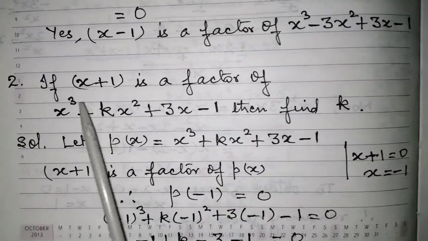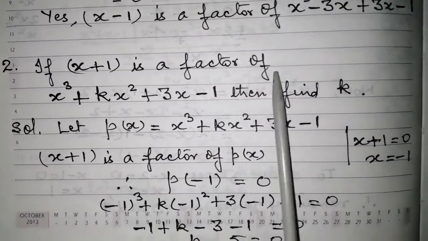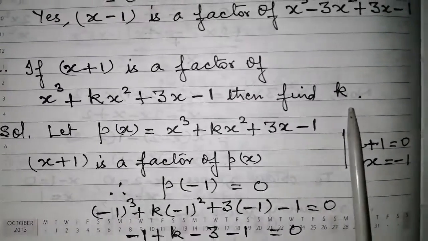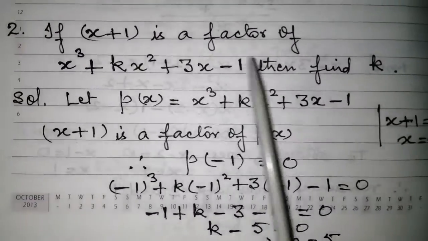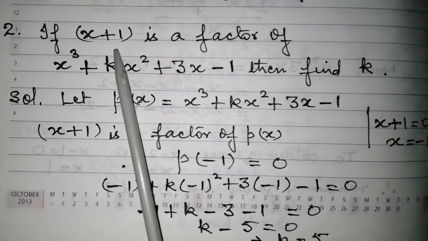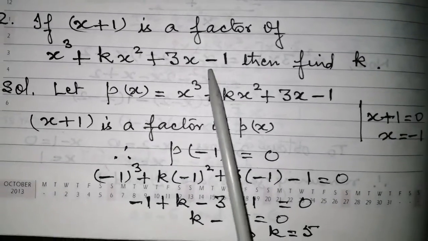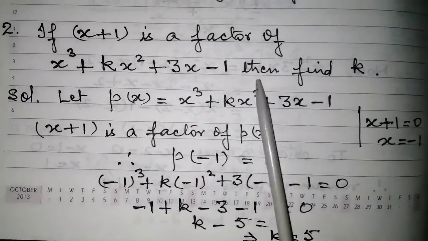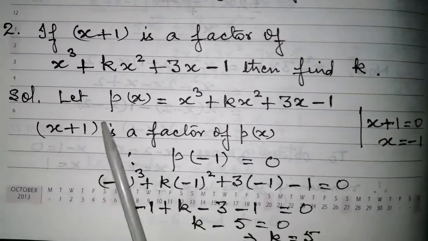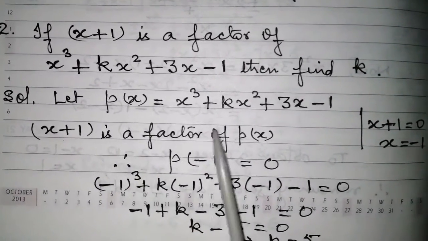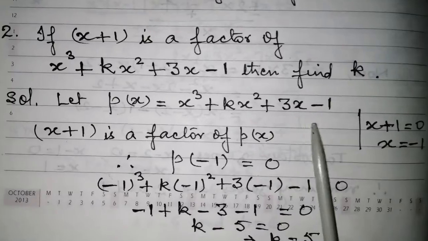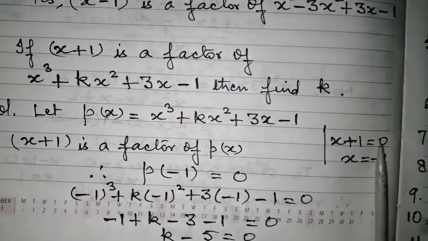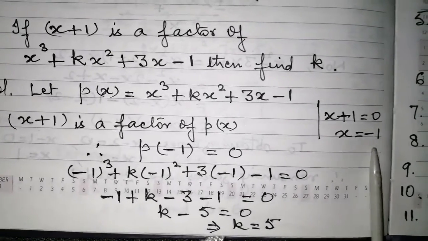Next question: if x plus 1 is a factor of x cube plus kx square plus 3x minus 1, then find k. Now it is already given that x plus 1 is a factor of this polynomial. So what should we do? We'll take the remainder equal to 0. Suppose the polynomial is p of x, so let p of x be equal to x cube plus kx square plus 3x minus 1. Now we are going to take the remainder 0. For that, put x plus 1 equal to 0. So you get x equal to minus 1.